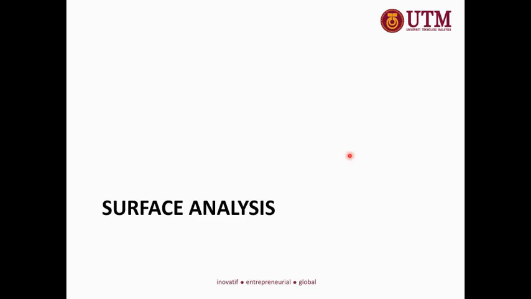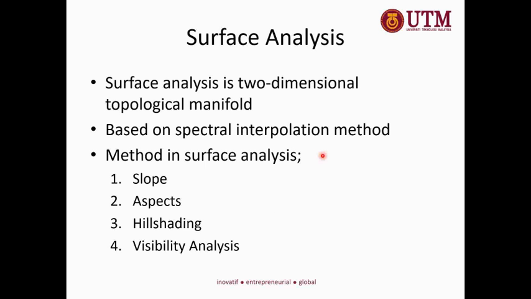So that's the interpolation part. Okay, the next analysis is surface analysis. Surface analysis means that we're going to do some analysis from the surface area. For the surface area, we want to see maybe what we can see from this height. Okay, an example is what is the slope of this area. Surface analysis is a two-dimensional topological manifold.